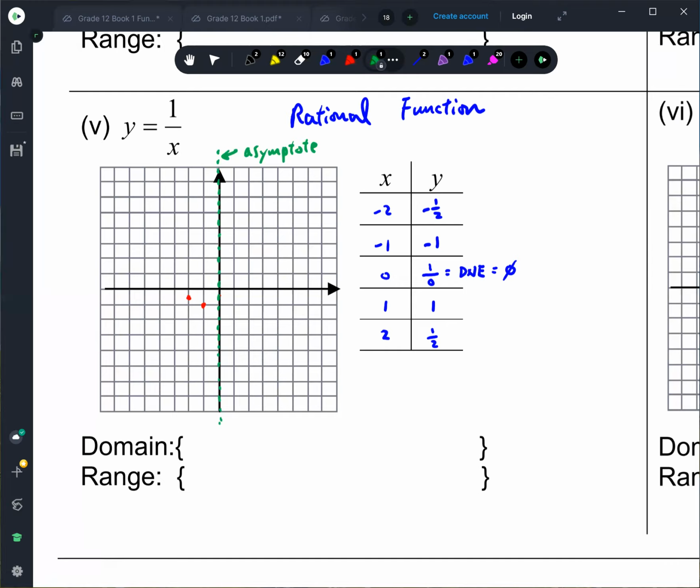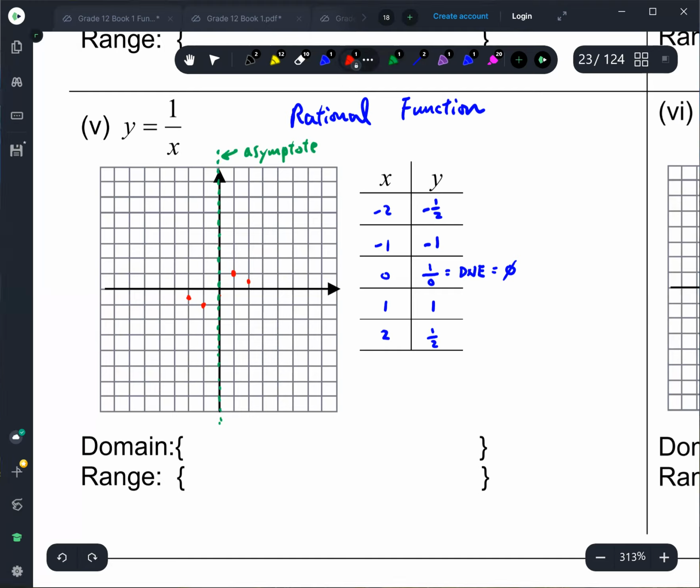Okay, later we have a chapter about asymptotes, so we will learn more about it. Right now, just remember for this one, because undefined does not exist, we need to put a dotted line there. And then the other side, 1, 1, 2, half. So the way to graph this, it will be bending like this. The closer x is to 0, it will go higher from the right side.